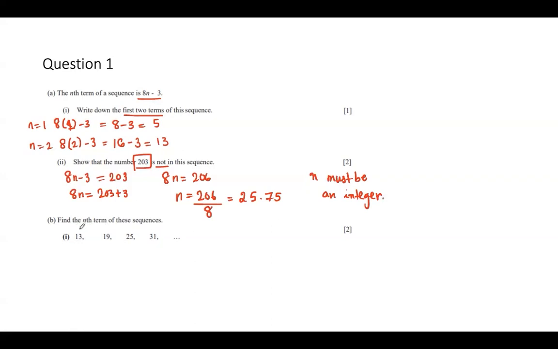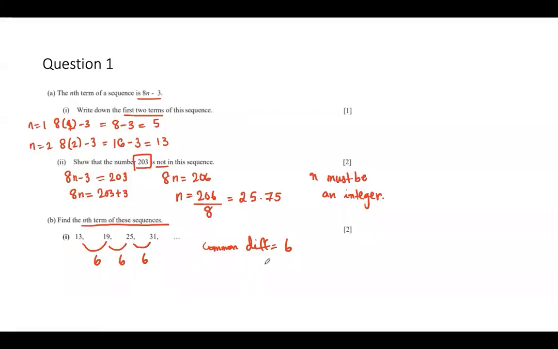So let's take a look at the nth term of these sequences. Find the nth term of these sequences. We have 13, 19, 25, 31, and so on. Let's take a look at the common differences. So 13 and 19 have a common difference of 6. 19 and 25 has a common difference of 6. 25 and 31 has a common difference of 6. So the common difference is equal to 6.